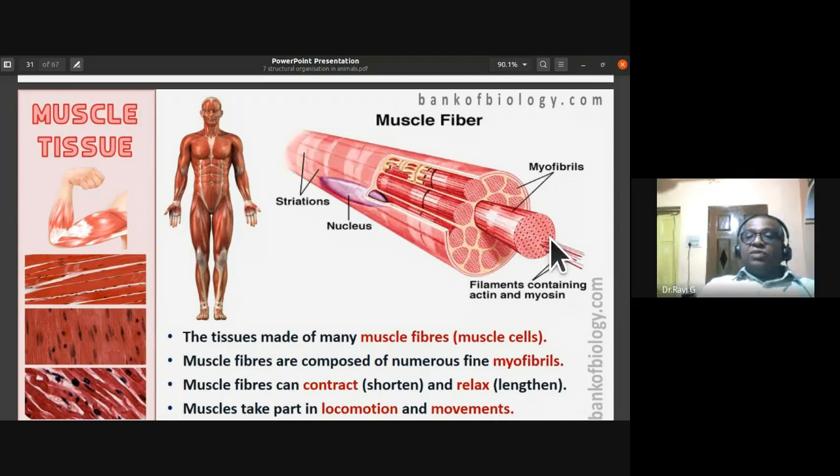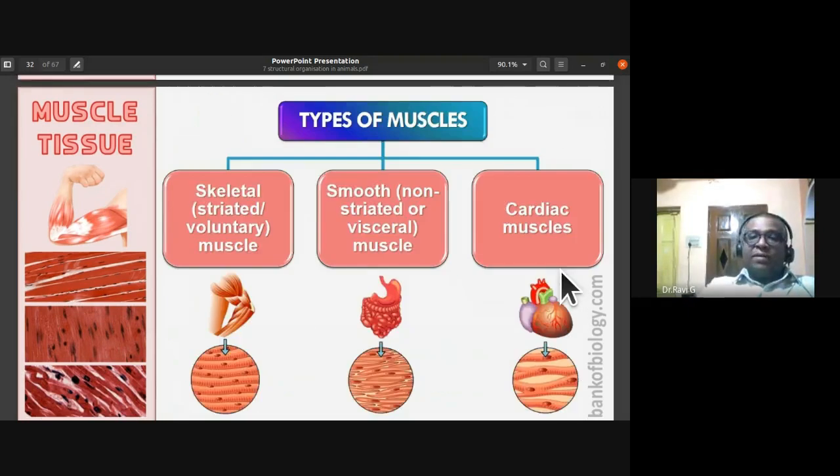The myofibrils will be containing filaments, chemicals like actin and myosin. So actin and myosin proteins are present in the muscle fibers. The muscle fibers can contract and relax. Contract is shorten and relax means lengthen. So the muscle takes part in locomotion as well as movement. That is the part that you have to remember.